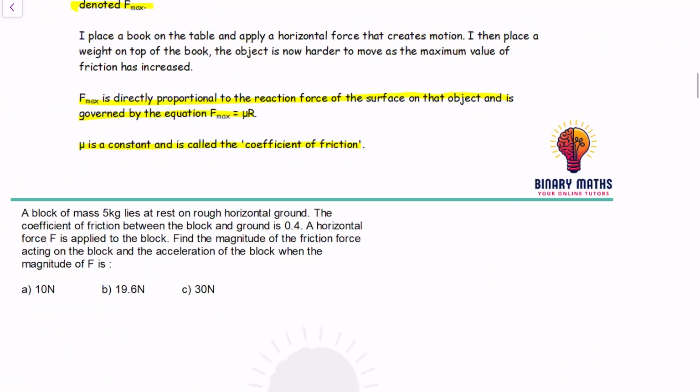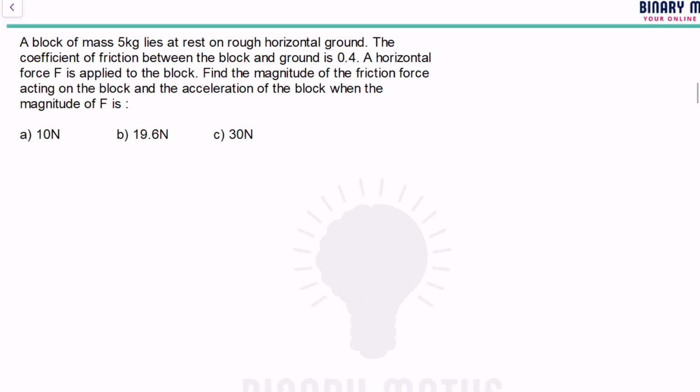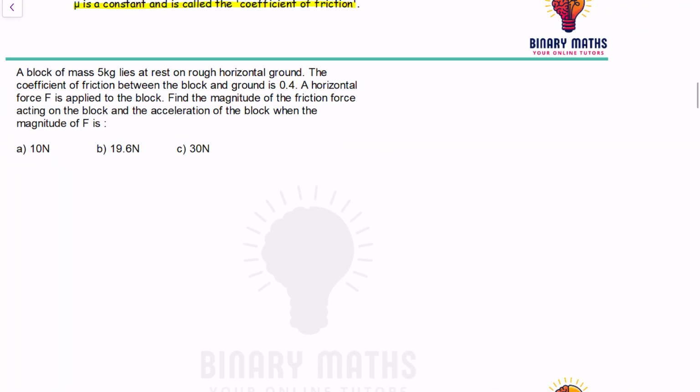Okay, so let's answer some questions now using this theory. A block of mass 5 kg lies at rest on a rough horizontal table. So we've got a rough horizontal table. We've got a block of 5 kg, which means weight is 5g. Reaction here. The coefficient of friction between the block and the ground is 0.4. So mu is equal to 0.4. So the friction will be mu times R. So it's going to be 0.4 R.